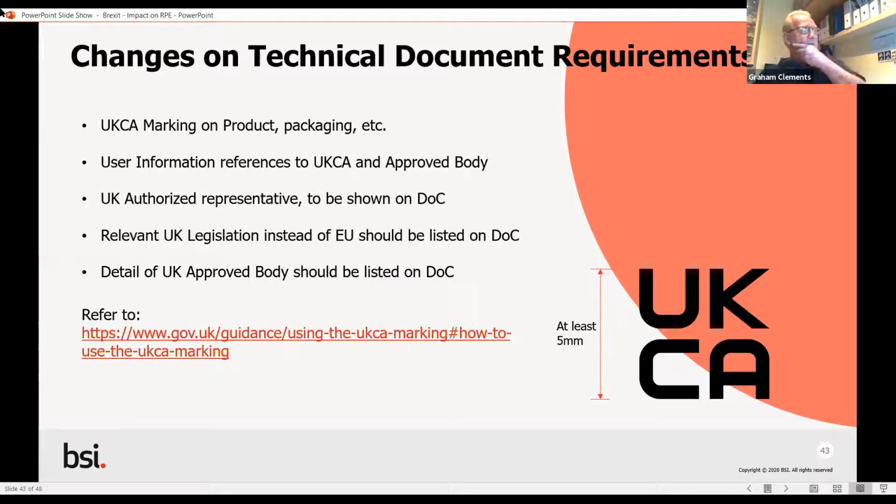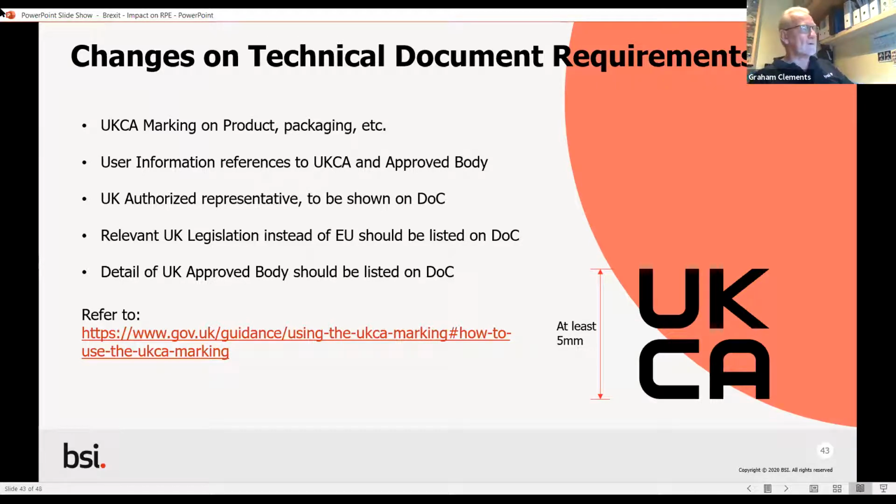Changes to technical documentation. Obviously the marking is different, as we've said. The user information needs references to UKCA and approved body. The UK authorised representative needs to be shown on the Declaration of Conformity. The relevant UK legislation should be listed on the Declaration of Conformity, which is basically the EU regulation as brought into UK law and amended. That phrase is sufficient to actually cover the relevant legislation. The standard itself will be the same. The majority of European notified bodies just put the EN number. They don't put the country prefix on their certificates. So we've avoided that deliberately to avoid confusion between different countries.